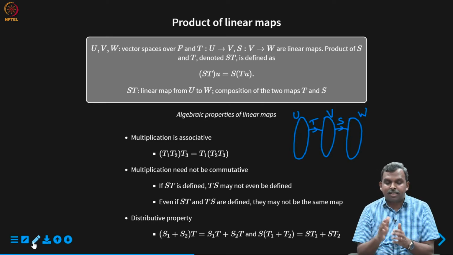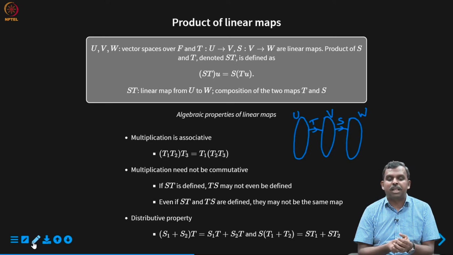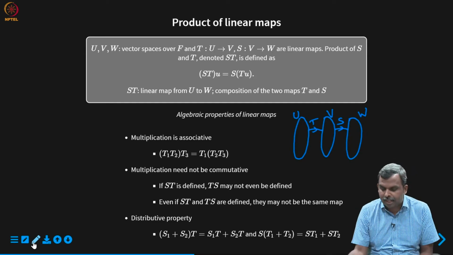So what we'll do next in this lecture is to connect these things to properties of matrices. When you have matrices, you can add matrices, you can do scalar multiplication of matrices, you can multiply matrices, and how are these things connected to these notions that we defined with linear maps: addition of linear maps, scalar multiplication of linear maps, product of linear maps? What is the connection? So let's see that next.